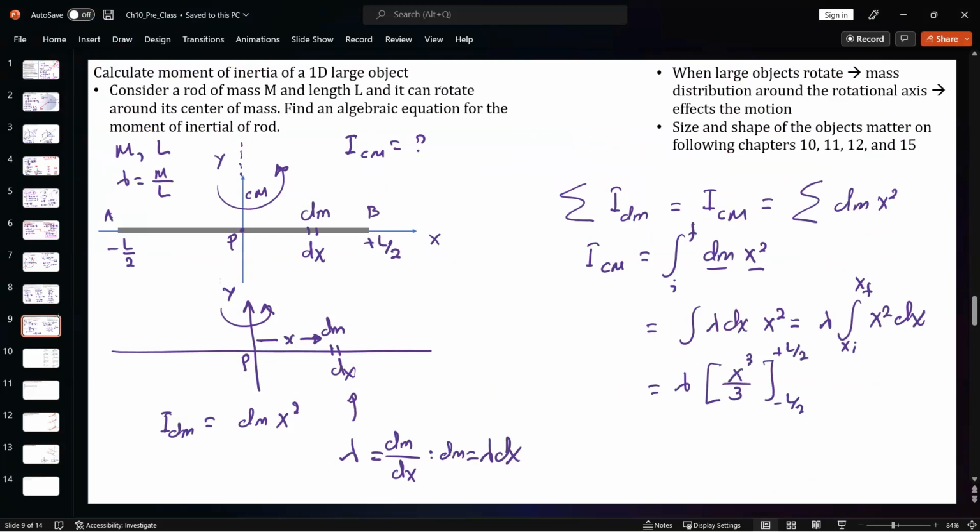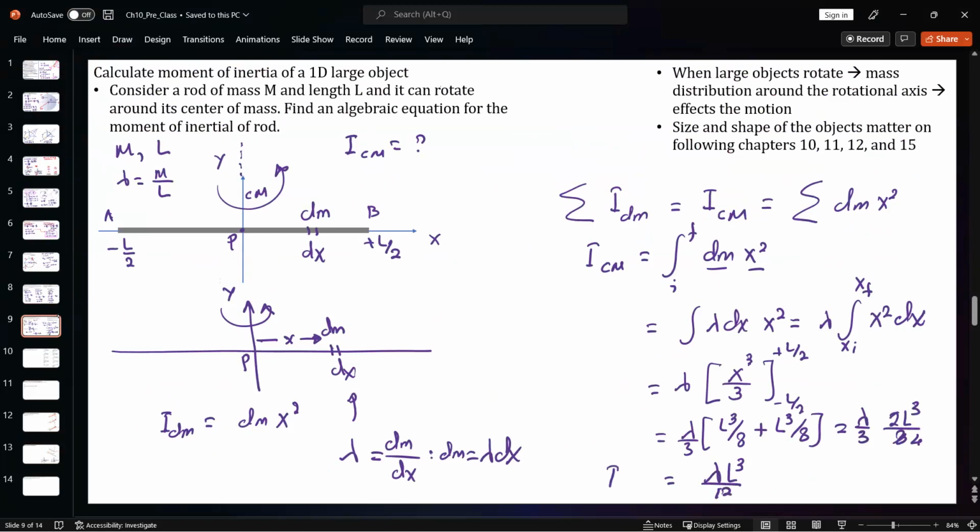Then if you apply the limits, I'm going to end up with lambda times L cubed over 3, minus minus, plus L cubed over 3. So I'm going to end up with L cubed over 3 that we will take out. 2 to the power 3 is actually 8, right? So L cubed over 8, L cubed over 8, I'm going to end up with lambda over 3, it's going to be twice L cubed divided by 8. This will cancel out to 4. So I'm ending up with lambda L cubed over 12.